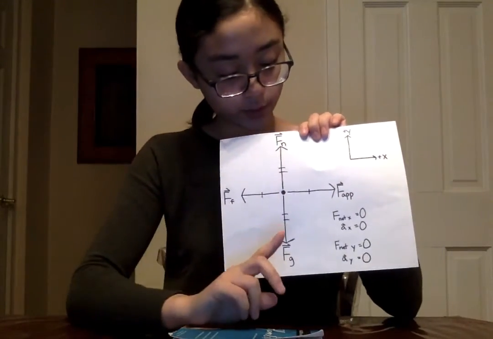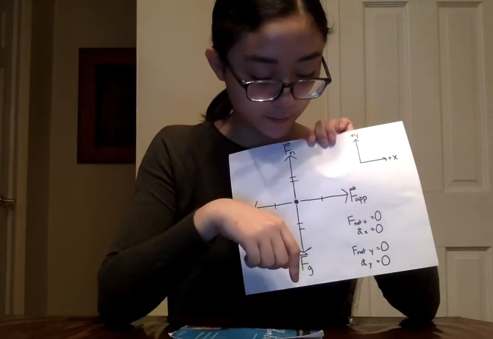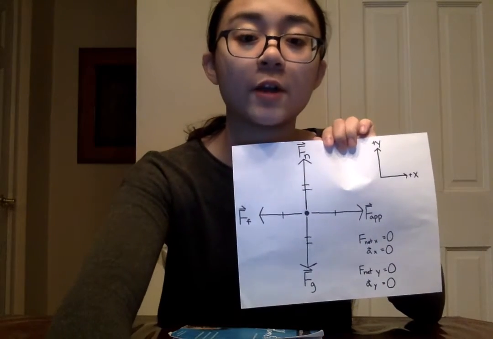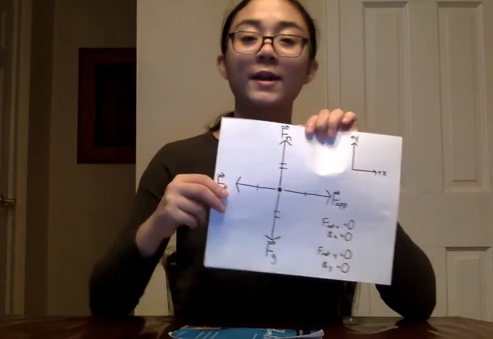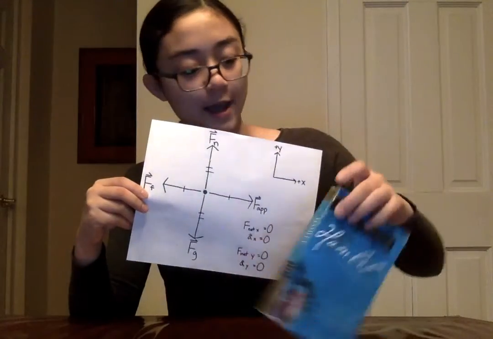Normal force is going in the positive y direction, and gravitational force is going in the negative y direction. These 2 vectors are represented as equal because the book is not moving in the y direction at all. And there we have our nice, clear visual representation of the forces acting upon Hamlet.